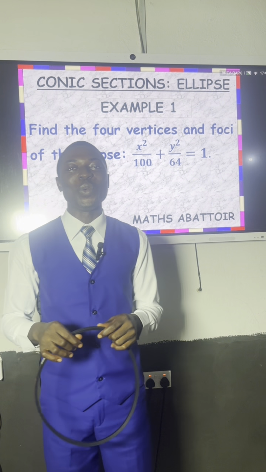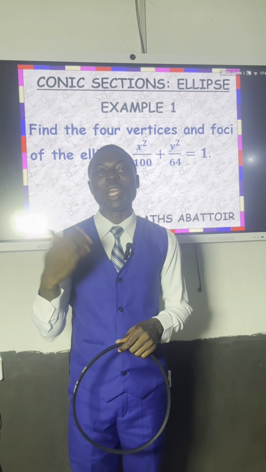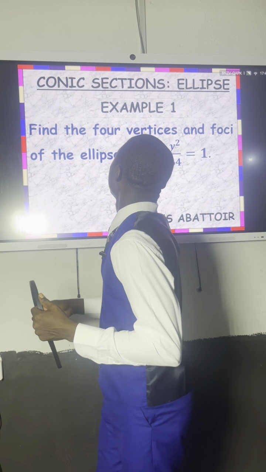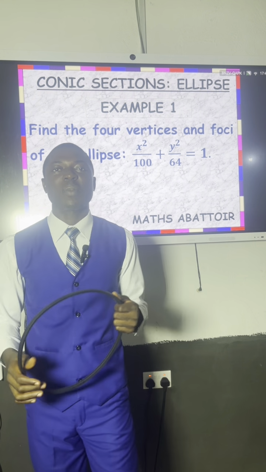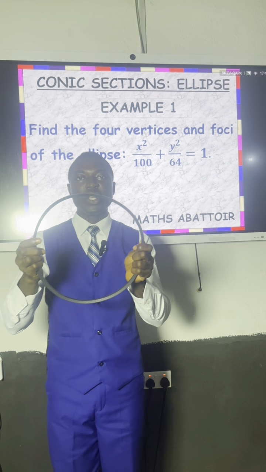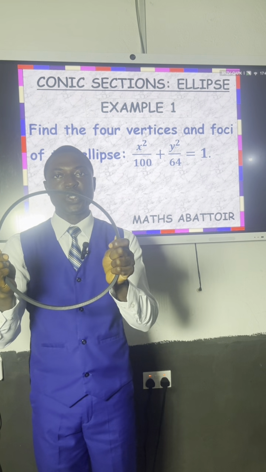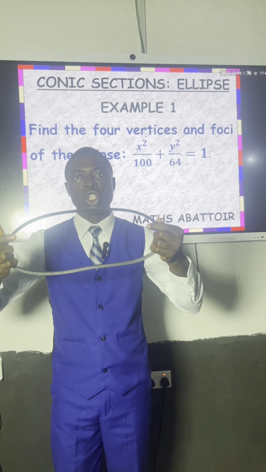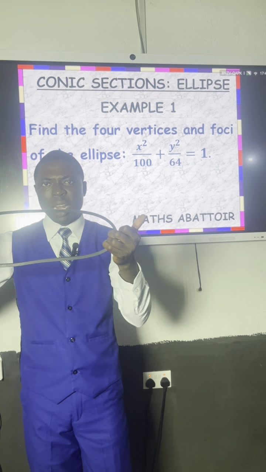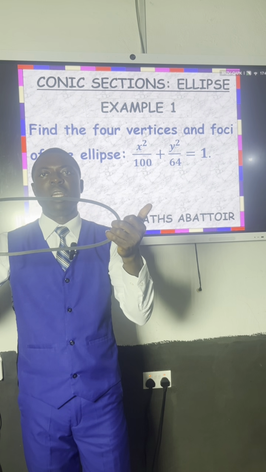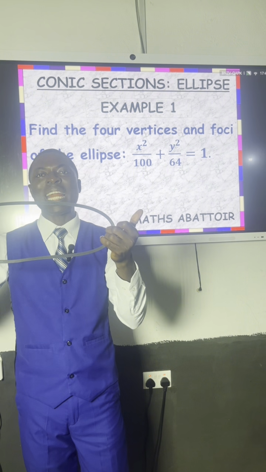Please ensure you stay put, relax, as we enjoy a conic section together called the ellipse. Without wasting time, what I'm holding is a circle. If you look at it very well, it's a circle. Now, if I stretch this circle like this, you will get an oval shape. That kind of oval shape is what we call an ellipse.